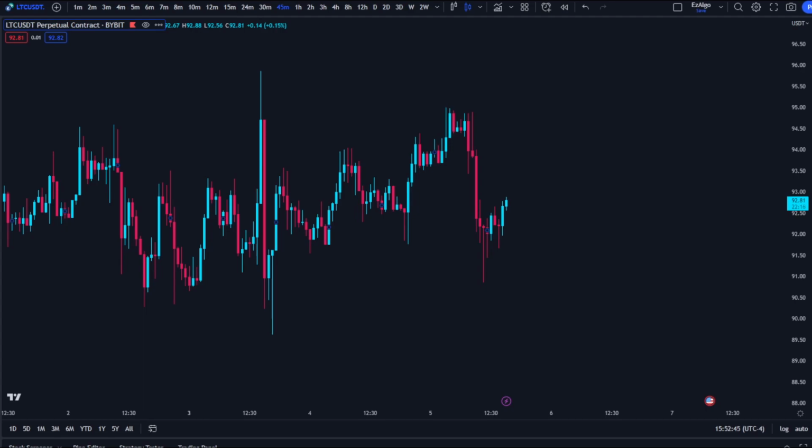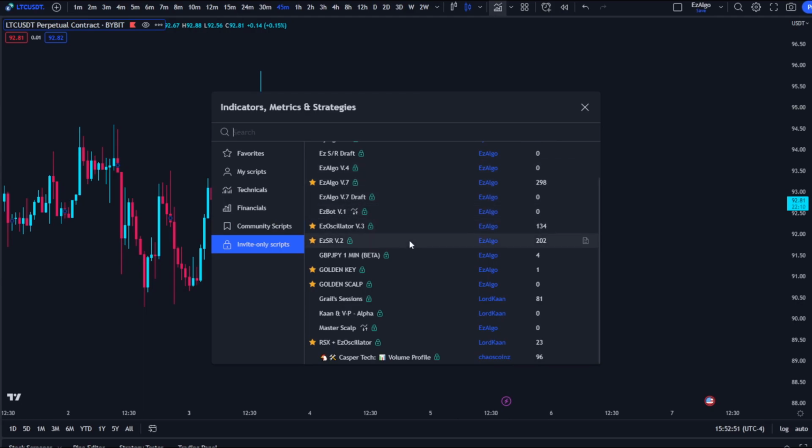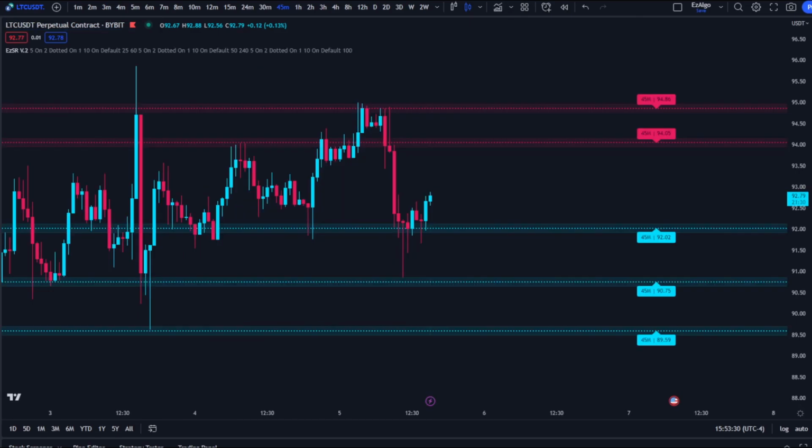So first thing you're going to want to do is come up here into indicators, come down here to invite-only scripts, and then click on EzSR V2. Now it's very important that you're using the V2, and as soon as you load in the indicator, you will see we have these real-time support and resistance levels. Now these levels are extremely accurate on their own.